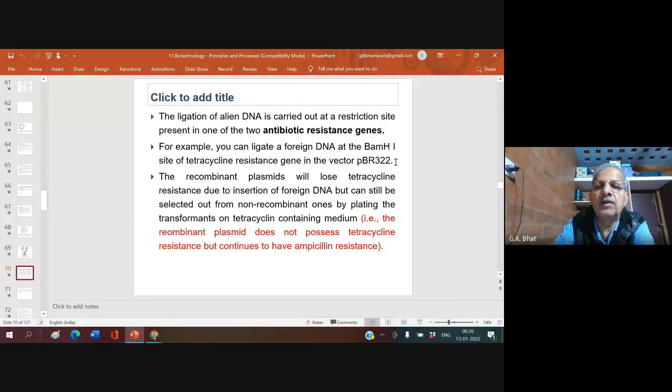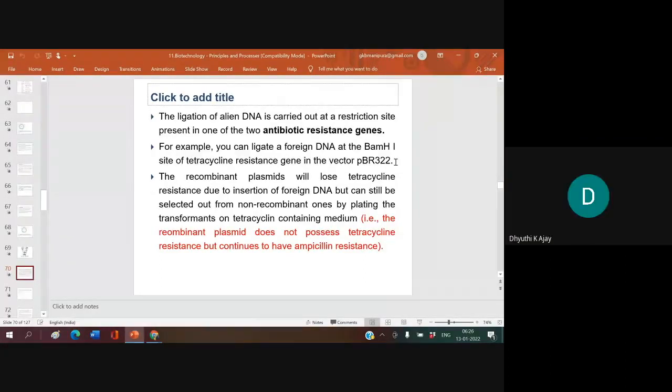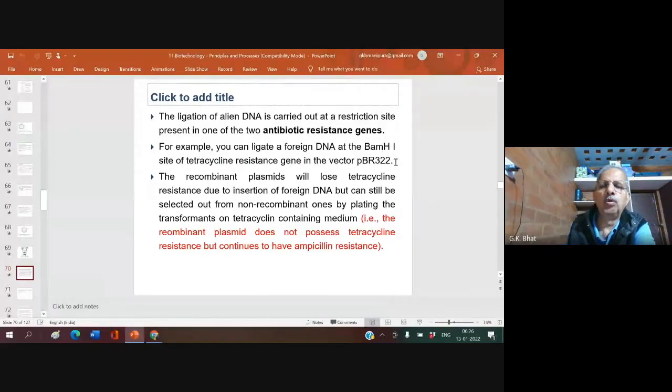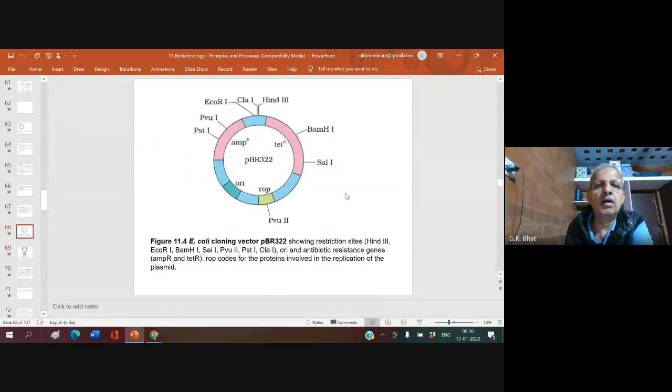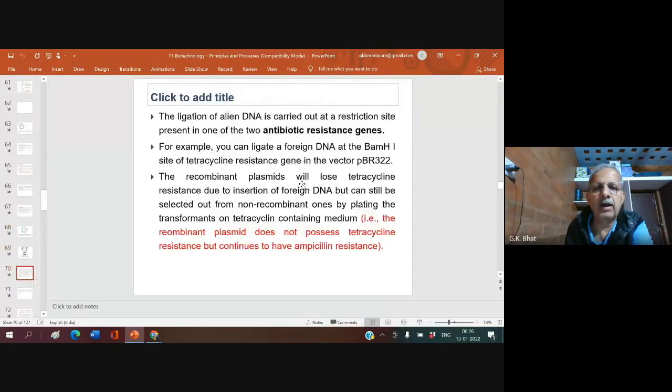What are the sites of the ampicillin resistance gene? PvuI and PstI. Good. Okay, right. It is clear now.